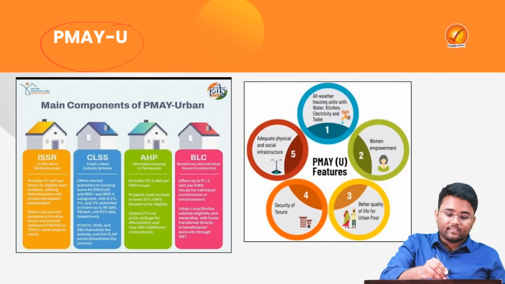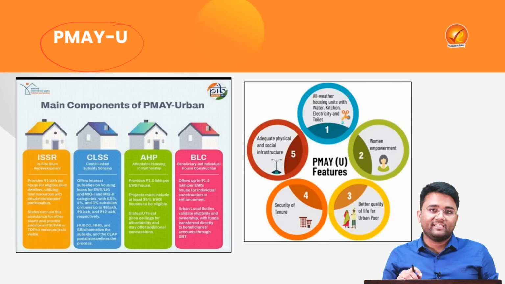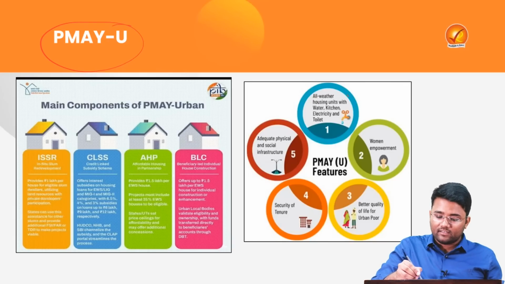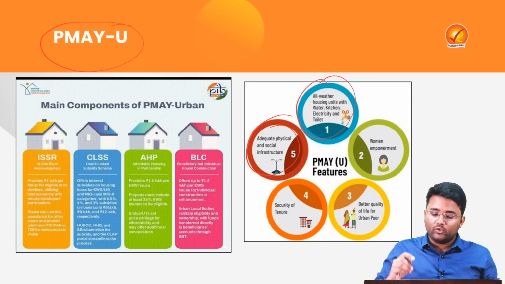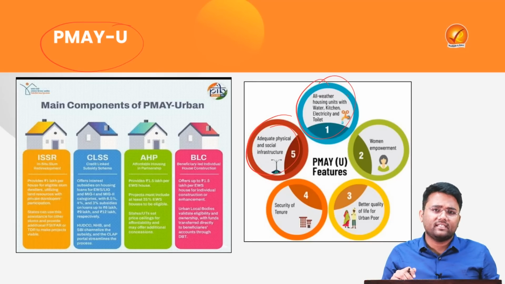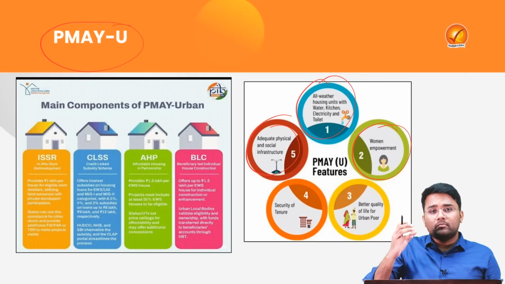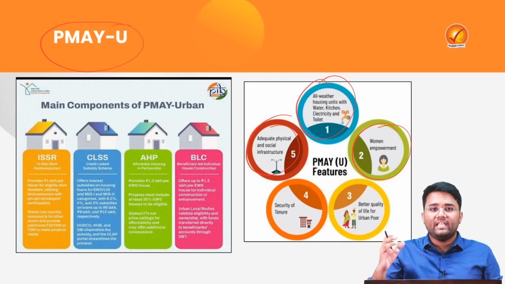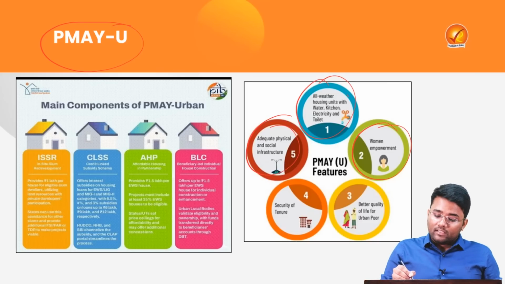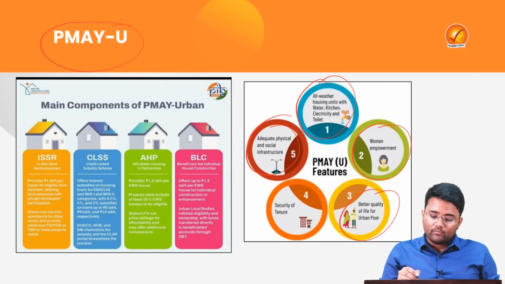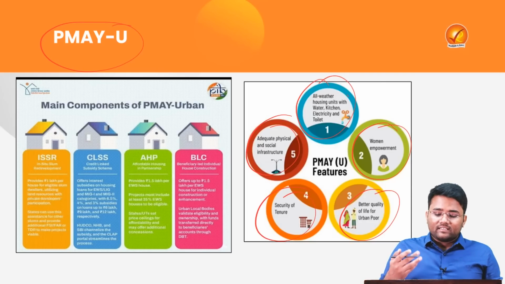This is one of the flagship central government sponsored schemes. Some of the major features of this are that adequate physical and social infrastructure is provided. All weather housing units with water, kitchen, electricity and toilets are provided. Women empowerment is also one of the important features, because these houses are mainly built in the name of the females in that family, the lead female member in that family. Then there is also better quality of life for urban poor. Then also security of tenure. Those are some of the major features.